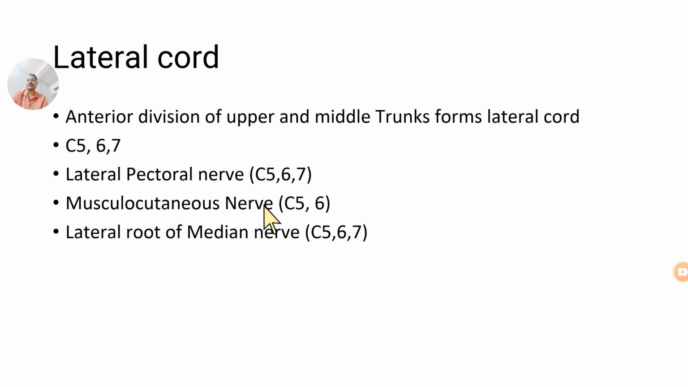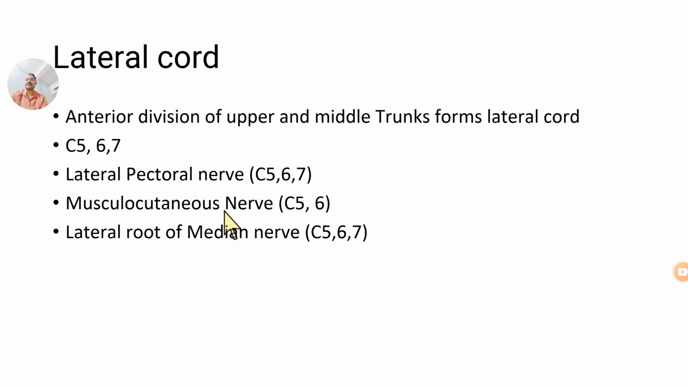Musculocutaneous nerve, very important and very easy to find and remember, as it supplies your coracobrachialis, it pierces it. It supplies the biceps, the brachialis, all the muscles of your arm, the arm muscles: biceps, brachialis, coracobrachialis. After piercing it, it gives a branch before piercing, but it pierces through it and then it goes deep to your biceps brachii.